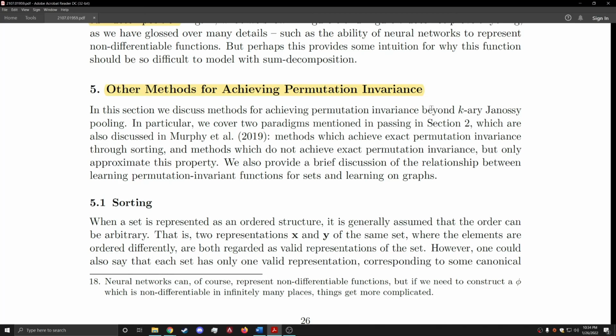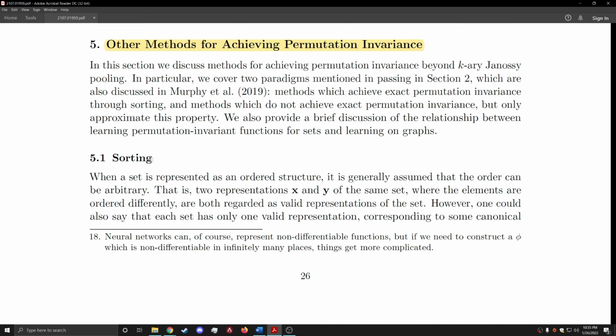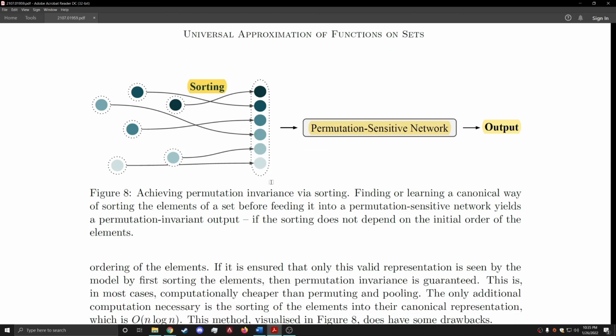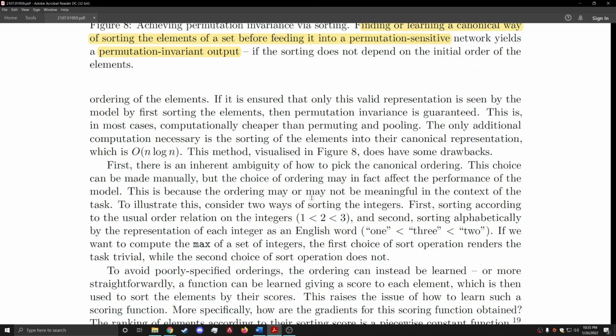We're going to talk about some other things that are interesting right now. So we're going to talk about sorting. The idea behind sorting is literally just talking about that permutation invariance. What if we took permutation invariance and how we made our functions permutationally invariant and just took that out? Our sum decompositions, what if that was independent of what we'd use to make the set permutation invariant? So it talks about taking sorting and learning a canonical way to sort them before feeding it into permutation-sensitive networks in order to make a permutation invariant output. It's just saying, what if we had another neural network to take care of one of the jobs, instead of having this end-to-end thing?